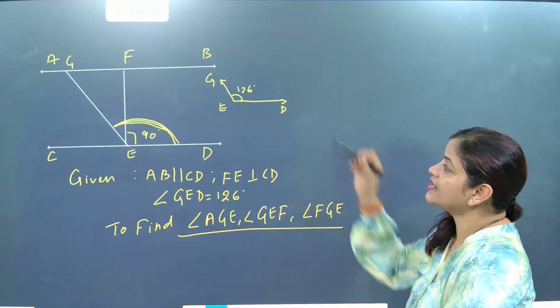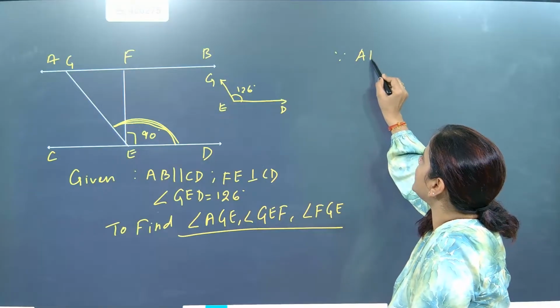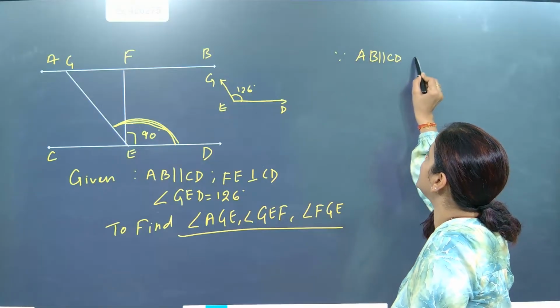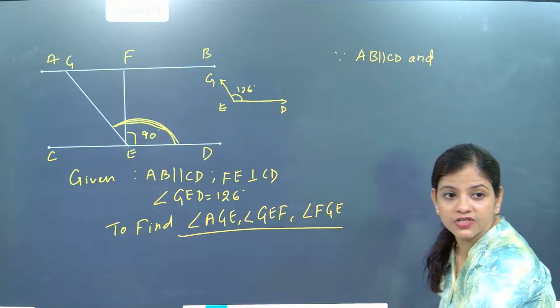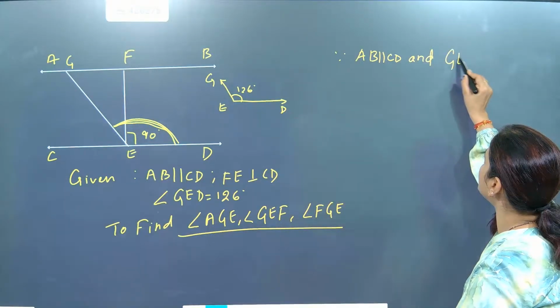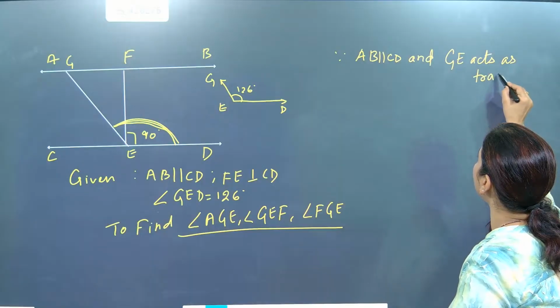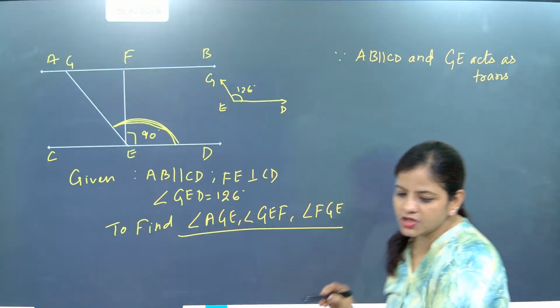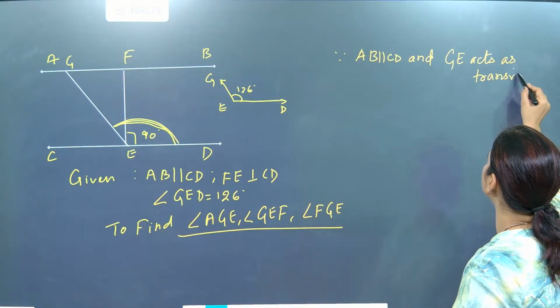First work is alternate interior angles. So, we will first indicate AB is parallel to CD and GE acts as a transversal. GE acts as a transversal. You know, the line which is exactly touching both. Understood? GE acts as a transversal.